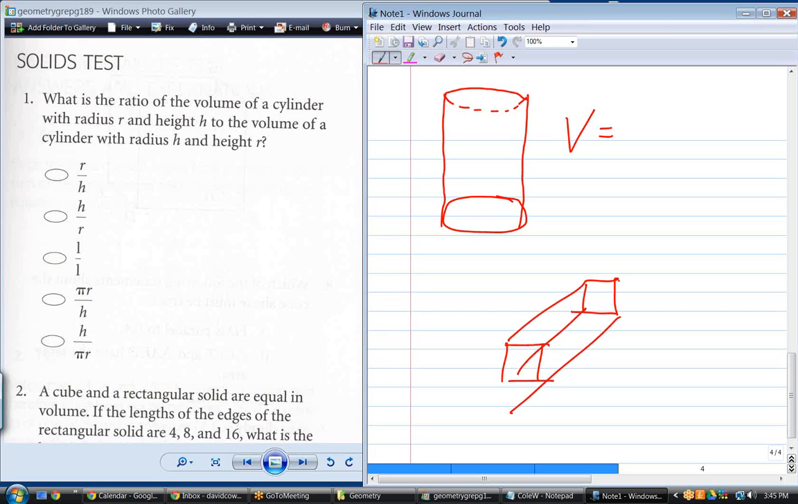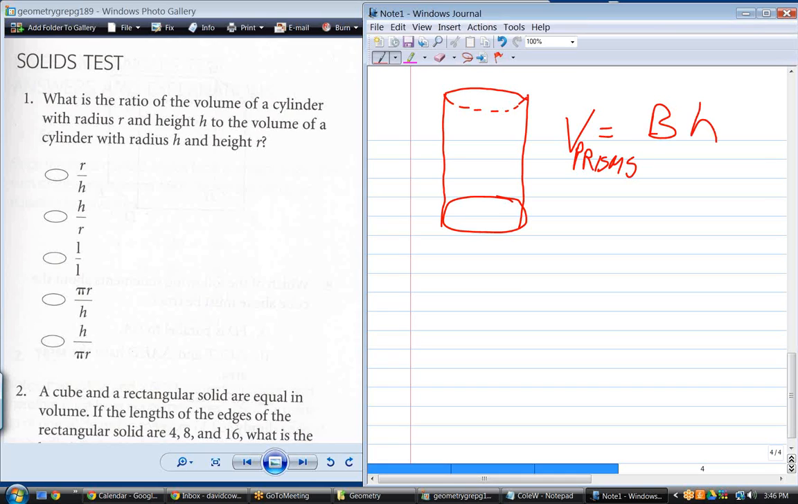Why? Because you have the same area of this rectangle or square, and it's equal to that, and everything in between it, if I were to slice across it, I would see a square. So anything that's like that is called a prism. And the volume of all prisms is the area of the base, which is generally, they use a capital B for that, times the height.